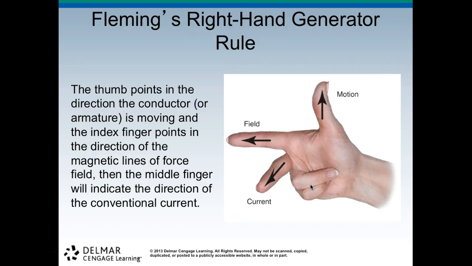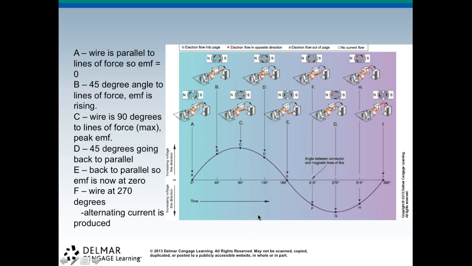When we talk about generators, we're going to talk about Fleming's right-hand generator rule. The thumb points in the direction the conductor or armature is moving, the index finger points in the direction of the magnetic lines or force field, and the middle finger will indicate the direction of the conventional current. So this current is coming right at us.